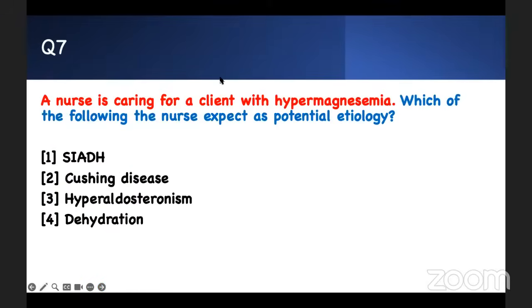Number 7. Which of the following should the nurse expect as potential etiology? Think about these answers. A nurse is caring for a client with high magnesium. Which of the following should the nurse expect? What do you think? Which of these do you think will increase your magnesium? What do you guys think?